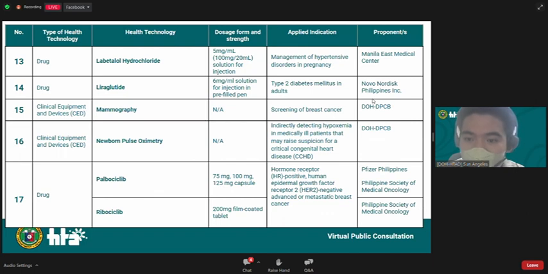Labetalol hydrochloride for the management of hypertensive disorders in pregnancy, submitted by Manila East Medical Center. Liraglutide for type 2 diabetes in adults, submitted by Novo Nordisk Philippines. Mammography for the screening of breast cancer, submitted by DOH DPCB. Newborn pulse oximetry for indirectly detecting hypoxemia in medically ill patients that may raise suspicion for critical congenital heart disease, submitted by DOH DPCB. Palbociclib and ribociclib for the hormone receptor positive, HER2 negative advanced or metastatic cancer, submitted by Pfizer Philippines and Philippine Society of Medical Oncology, respectively. Next slide, please.